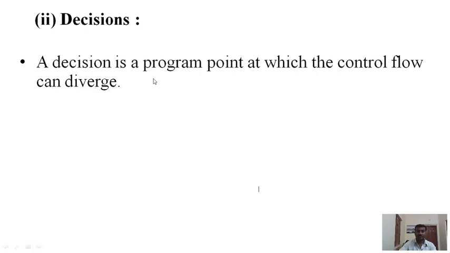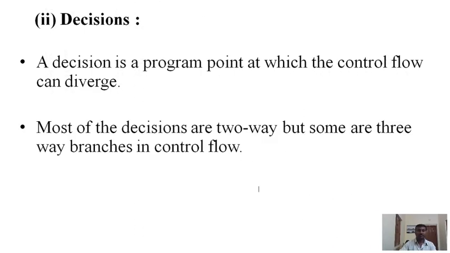So a decision is a program point at which the control flow can diverge. So yes, no, divergence are there. If the program control flow is diverged, it comes under decisions. Most of the decisions are two ways. That means yes, no, two ways.